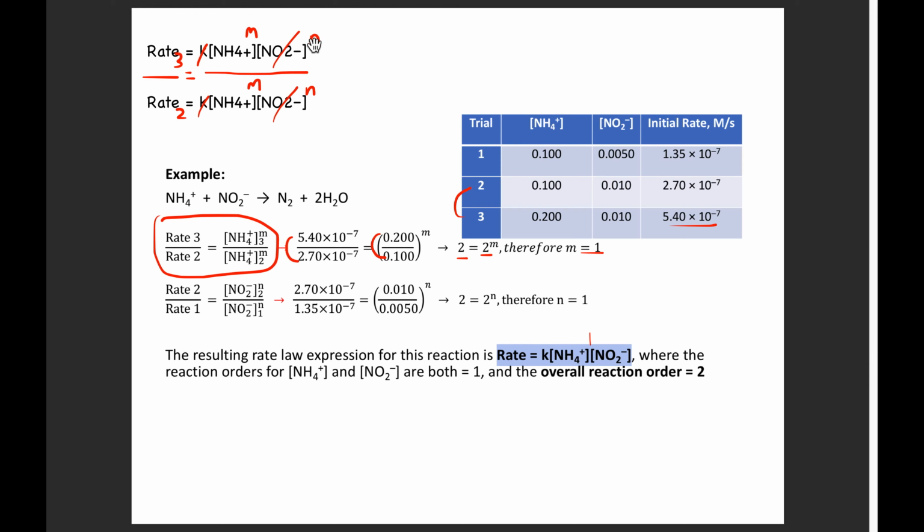Now, what about for n? Well, if we want to solve for n, we're going to do exactly the same thing. Let me get rid of this because that's not going to cancel anymore. And let's remove this and remove this. So for solving for n, we're going to look at this right here, rate 2 and rate 1. So we're going to look at these guys. All right, so let's just say that this represents the rate of trial 2, and this represents the rate of trial 1 over here, okay?